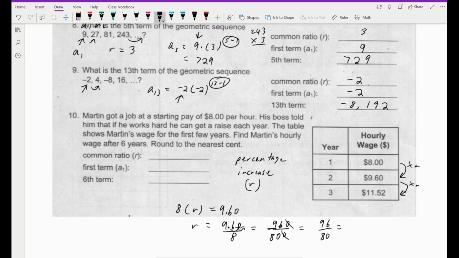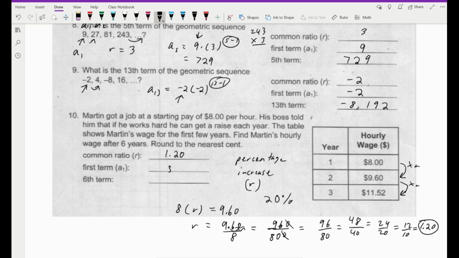I'm going to divide both of them by 2. So half of 80 is 40. Half of 96 is 48. And I can divide these by 2 again. 24 and 20. 12 and 10. 12 divided by 10 is 1.20. This means, because 1 is the original salary, 100% is your original, each year he's getting a 20% increase in his salary. A 20% increase is actually a common ratio of 1.20. So the common ratio is 1.20 or 1.2.